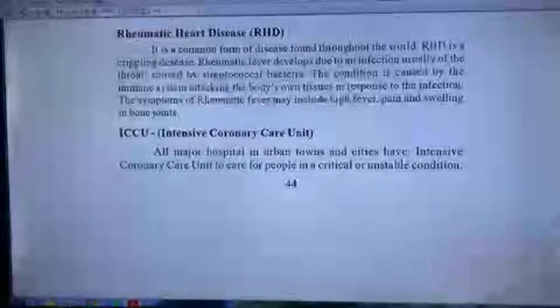Rheumatic heart disease. It is a common form of heart disease found throughout the world. The condition is caused by the immune system attacking the body's own tissues in response to an infection. Symptoms may include high fever and pain.